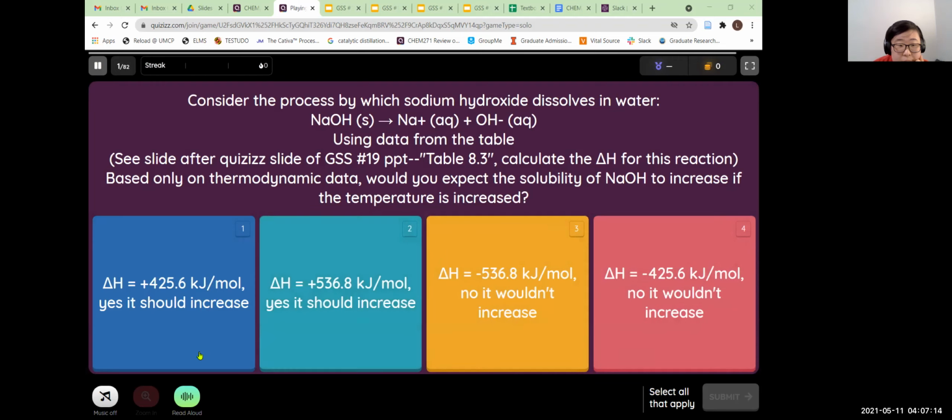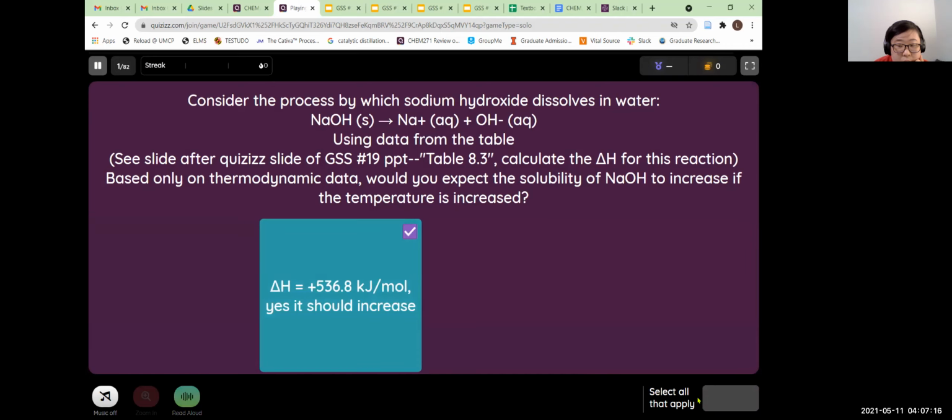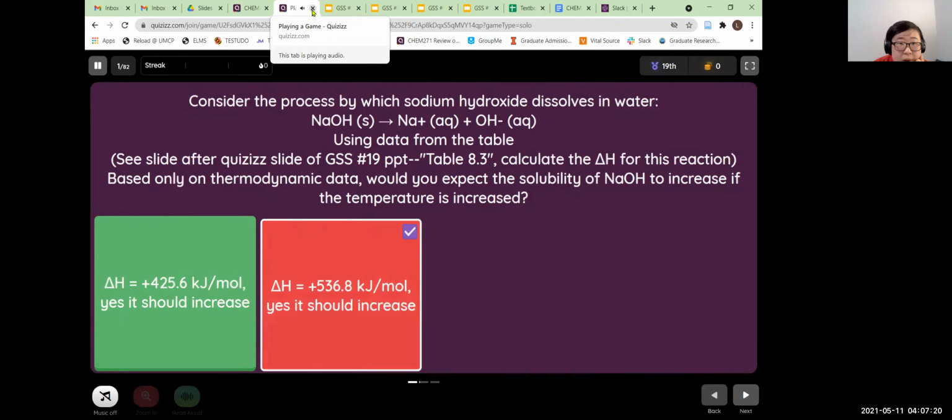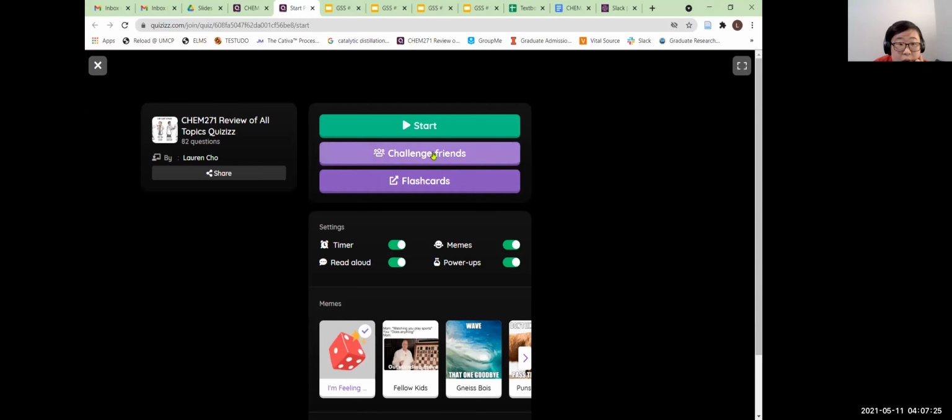Go like, okay, how do I do this? Select all that apply, so I got it wrong. You can play this by yourself. You can also click show answers here. You can click challenge friends. I don't know how that works, but if you want to study together, you can do that. Flashcards.